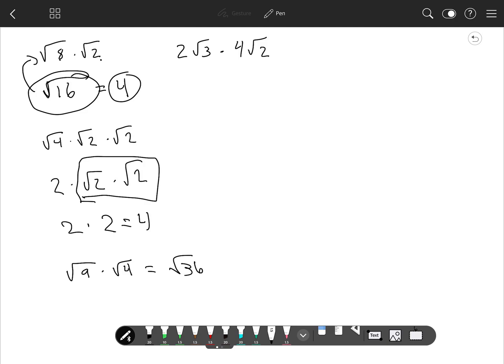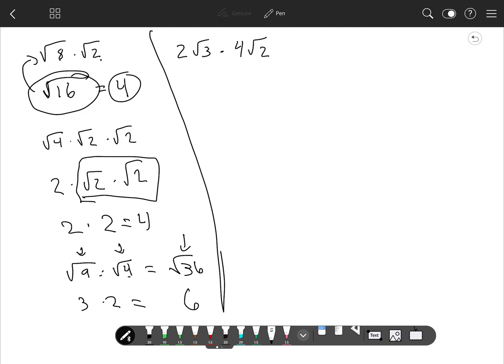And what is the square root of 36? I hope you remember, it's just 6. I put some perfect squares in here to kind of help you out. What's the square root of 9? It's 3. Square root of 4, it's 2. And 3 times 2 is 6. So 2 different ways to get to it there. We can look at them separately, or we can multiply them together. Either way, you get the same thing.